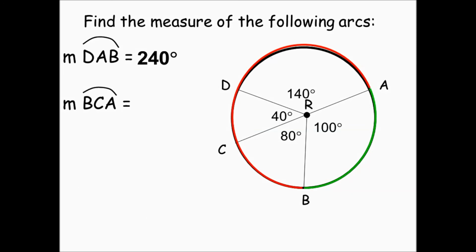To find the measure of arc BCA, we can recognize that there are 360 degrees in the circle, and then subtract the measure of arc BA from the entire circle. Therefore, the measure of arc BCA is equal to 360 degrees minus arc BA. Arc BA is equal to 100 degrees. 360 minus 100 is 260. Therefore, the measure of arc BCA is 260.